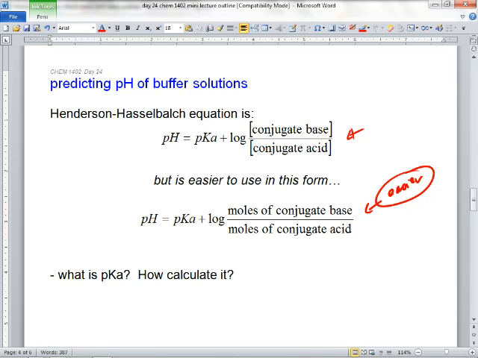What changed? Yeah, I changed all the concentrations to moles. What stays constant? How did I go from one to the other? Because this bottom one that I say is easier is going to be easier because all we do is plug in the moles of each one. We don't care about volume.